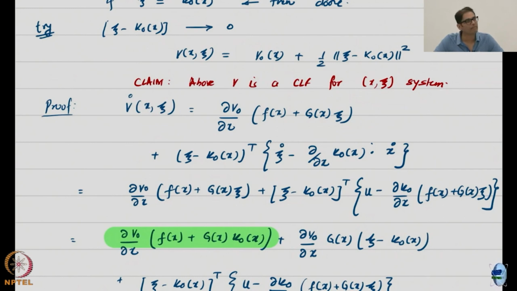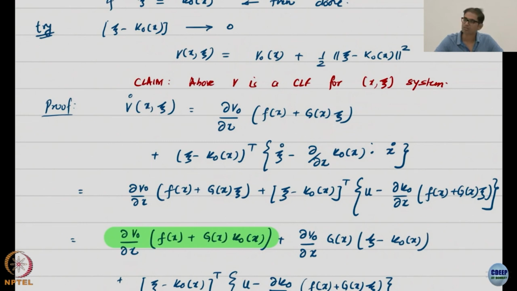You have to use the same test. The test is still the same: it has to be positive everywhere but at 0. At 0 it has to be 0, which it is. V0 of 0 is 0, K0 of 0 is 0, so psi is 0, no problem. If x and psi are non-zero in any combination, then this has to be strictly positive. Is that true? How do you prove it?